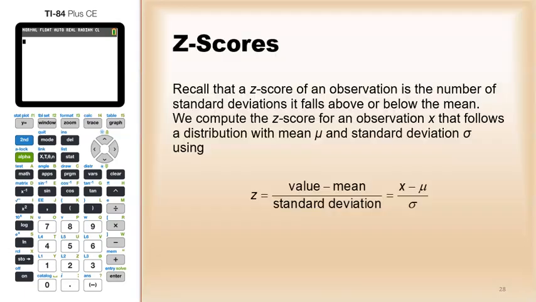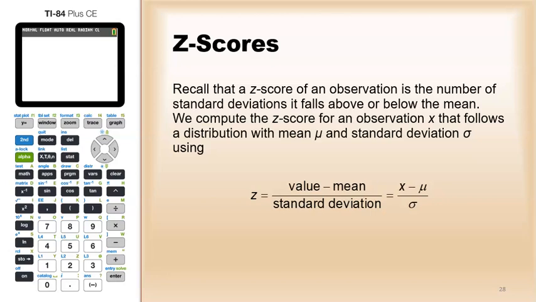All right, recall that a z-score of an observation is the number of standard deviations it falls above or below the mean. So a z-score of positive 2 would be a score that was 2 standard deviations above the mean. A z-score of negative 1.5 would be a value that's 1.5 standard deviations below the average, below the mean.